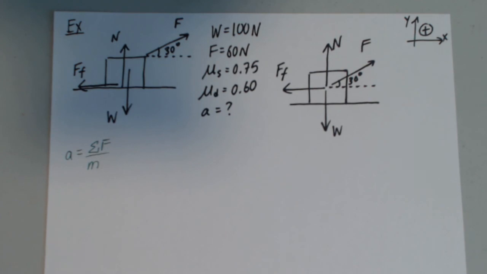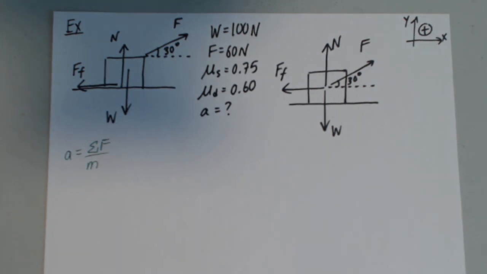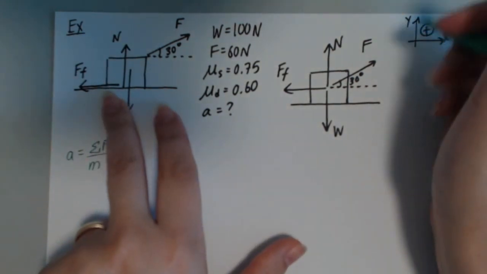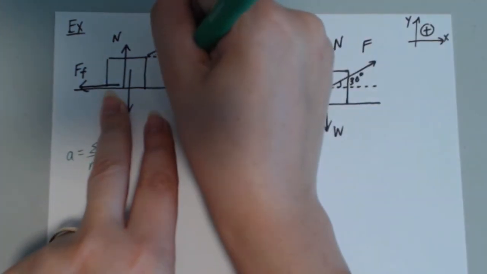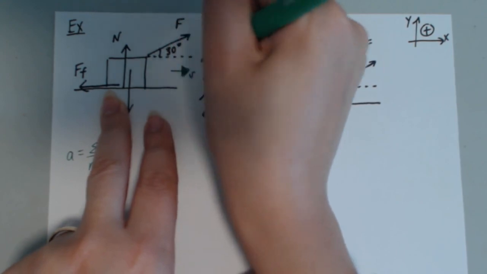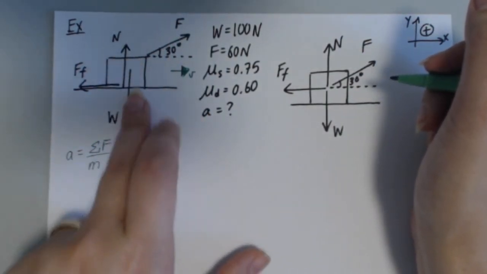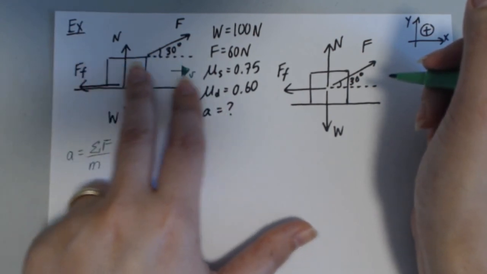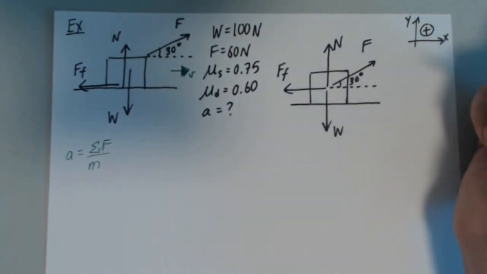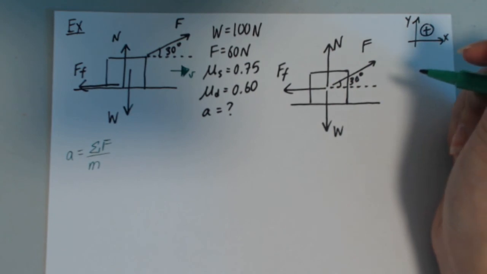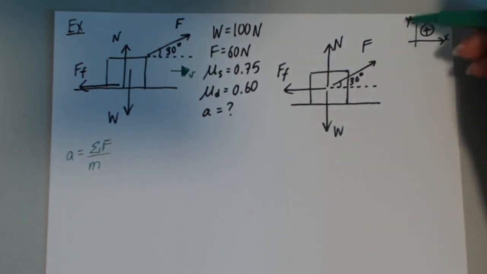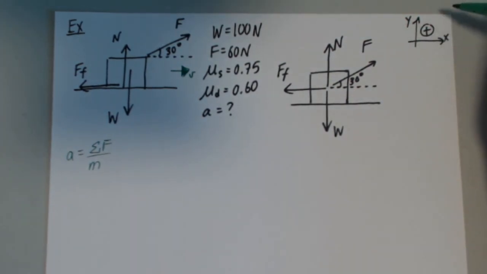Now, based on the wording of the problem, the question says the 100 Newton crate is to be dragged across the floor. So this thing is getting dragged in this direction. There's the direction of its velocity. This crate is not getting accelerated up and down. It's getting accelerated to the right or forward. So that means that in my y direction, I don't have any acceleration.